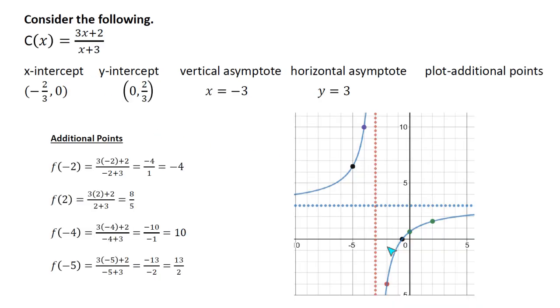So if I plot what I have, we have -2/3 for our x-intercept, and then we have 2/3 for the y-intercept. I'm going to pick points on the right side of the asymptote and the left side. So I use -2, 2, -4, and -5. If we plug in those points on our graph, then we can see that the graph will behave in this way.